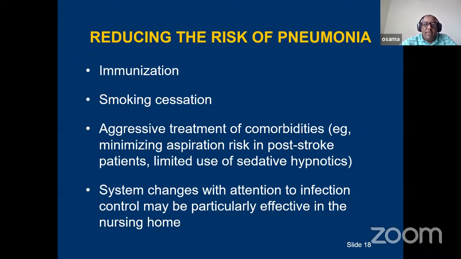Reducing the risk of pneumonia. There are many factors that reduce the risk of pneumonia in elder populations, such as immunization, smoking cessation, aggressive treatment of comorbidities, minimizing aspiration risk in post-stroke patients, and limited use of sedative hypnotics. Systemic changes with attention to infection control may be particularly effective in the nursing home.